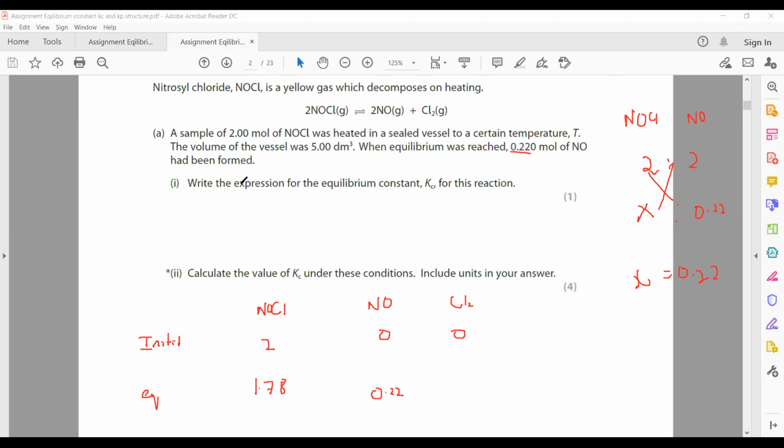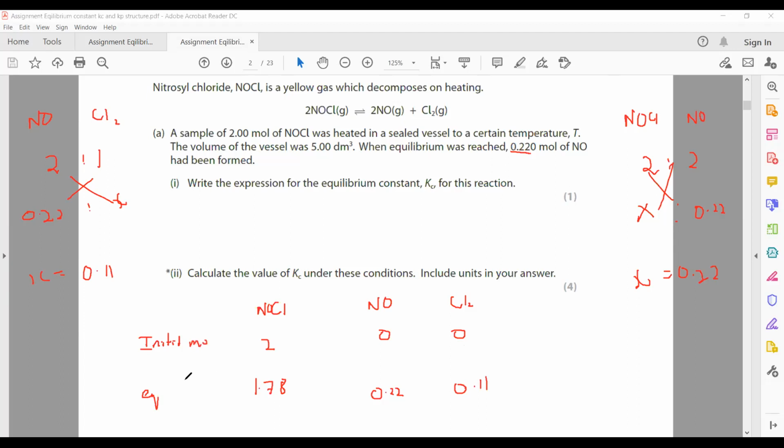Then the ratio between NO and Cl2 is 2:1. So if 0.22 moles of NO are formed, how many moles of Cl2 will be formed? X. Cross multiply. So when you cross multiply, 2x equals 0.22. So 0.22 divided by 2 gives 0.11. So 0.11 moles of chlorine will be formed. So 0.11.